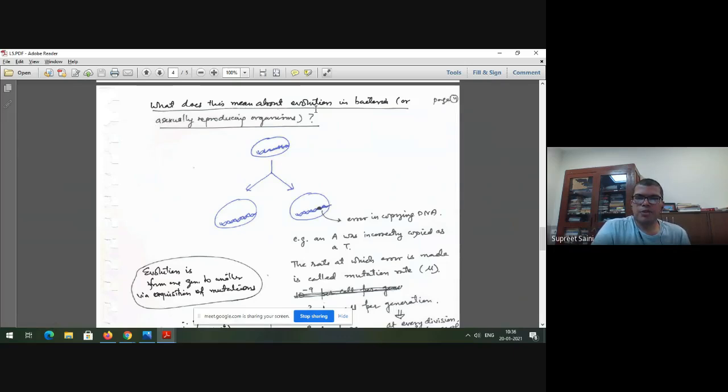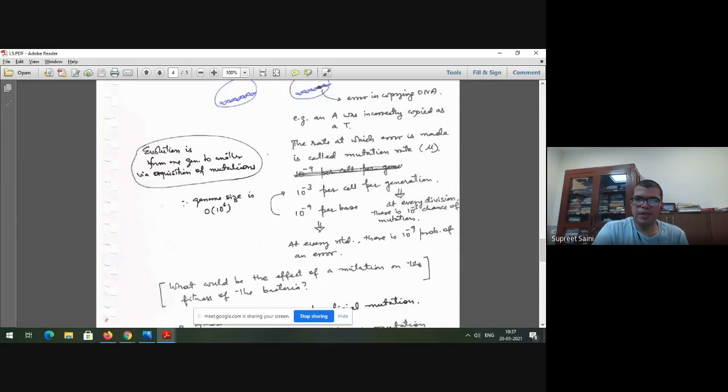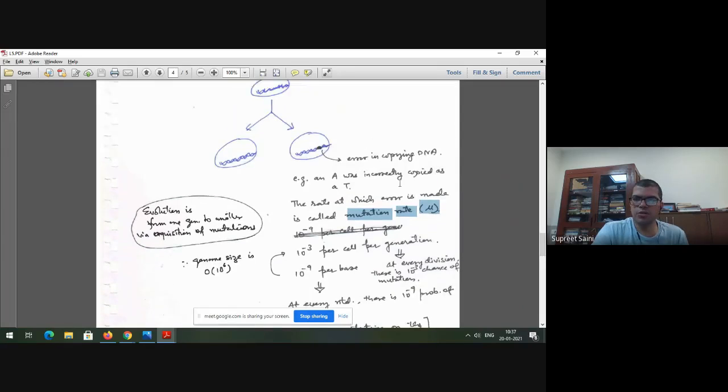So what does this mean about evolution in bacteria or asexually reproducing organisms? You have a parent, it splits into two. One of them has the identical copy, the other one picks up a mutation. This is the error in copying DNA, right? For example, an A was changed to a T. The rate at which this error is made is called the mutation rate of the species. Every species has a unique mutation rate. Mutation rate is also dependent on the environment. That's some recent work. But essentially, the machine that's copying DNA is, not surprisingly, called DNA polymerase, and the rate at which DNA polymerase makes errors is called the mutation rate.